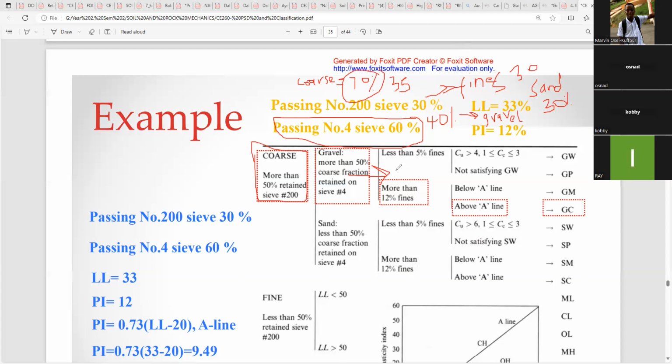So we are here at the top. We are going to less than 5% fines and more than 12% fines. Which one are we choosing and with your reason?